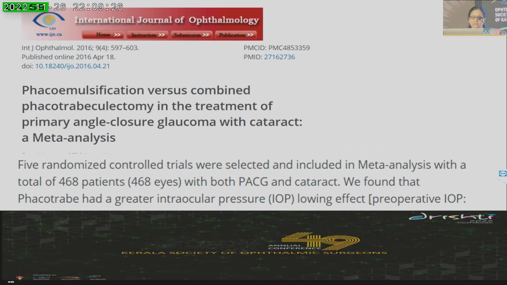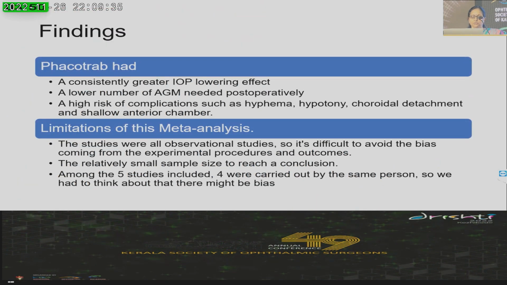This is a meta-analysis of 5 randomized control trials comparing phacoemulsification versus phaco trab in PACG. It was found that a consistently greater IOP lowering effect was seen in phaco trab, and a lower number of AGMs were needed postoperatively, but risk of complications was higher when you combine a trab with a phaco.